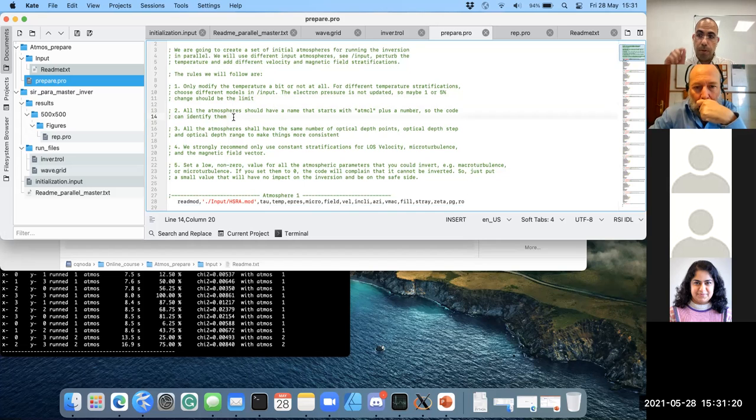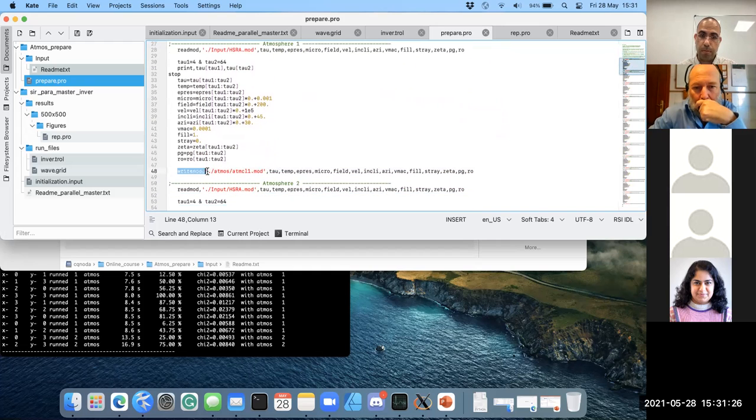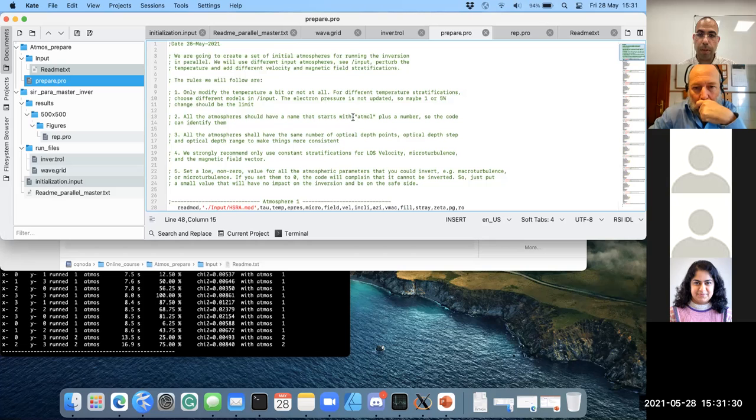The idea is that we will read an atmosphere, perturb it, and then write it like we did in the previous class. When you write the atmosphere, the name should be ATM-CL, meaning atmosphere for clustering, plus a number: 1, 2, 3, 4, 5, and so on, as many as you want to keep in the code. If you want to have 20, it's fine. 30 is also fine.